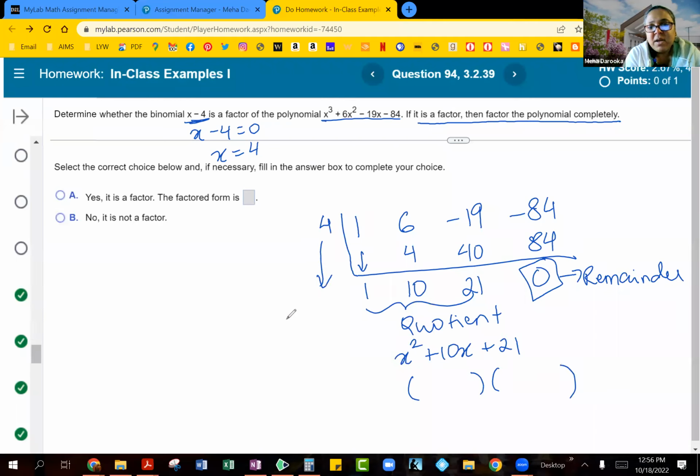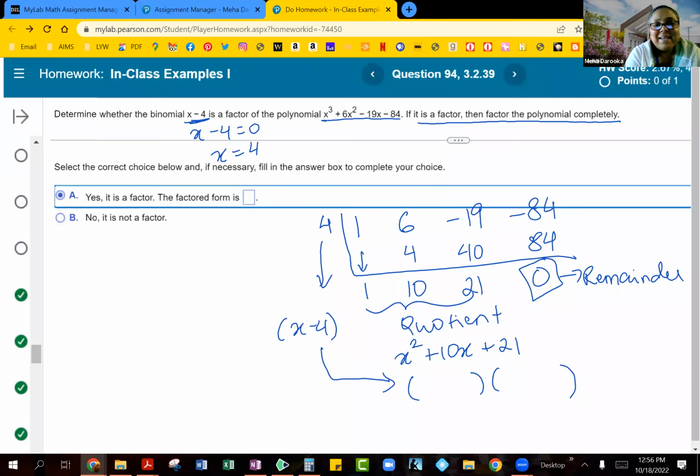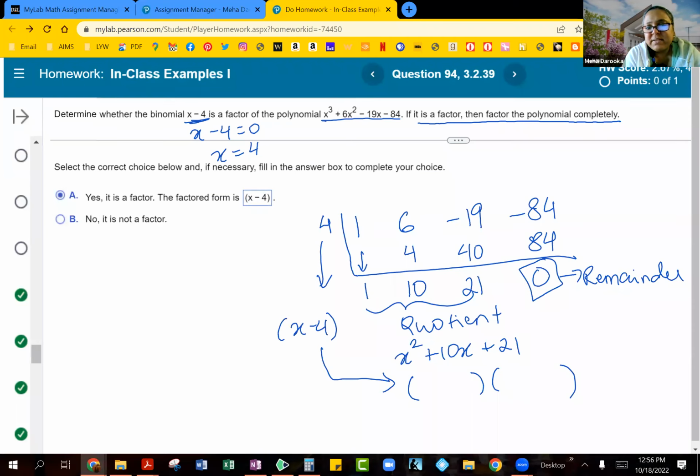So from here, you get x minus 4, and then you need 2 more factors, which will be coming from this quotient. So we will do, yes, this is a factor, and we'll go ahead and type that guy in, x minus 4. But then what does our quotient break down into? What does the factor for this guy come out to be? What is this here? So 2 numbers that multiply to give us 21 and add up to give us 10. And since both of them are plus, these guys will also be plus in the factors.